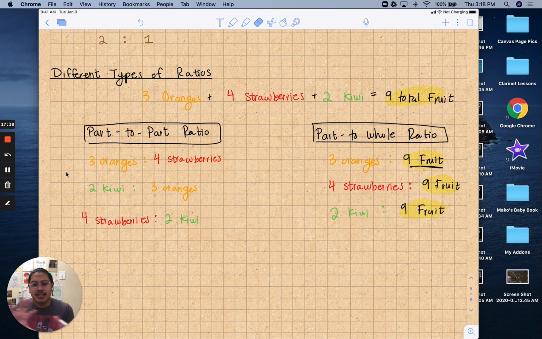Now let's revisit what a part-to-part ratio is. Oh, well, a part-to-part ratio is just a comparison between two different parts of the whole, right? So in this case, I'm comparing the part of oranges to the part of strawberries. Or I'm comparing the part of kiwi to the part of oranges. Or I'm comparing the part of strawberries to the kiwis. Okay? So those are the two different types of ratios you will see as you progress through 6th, 7th, 8th grade math, and even further.